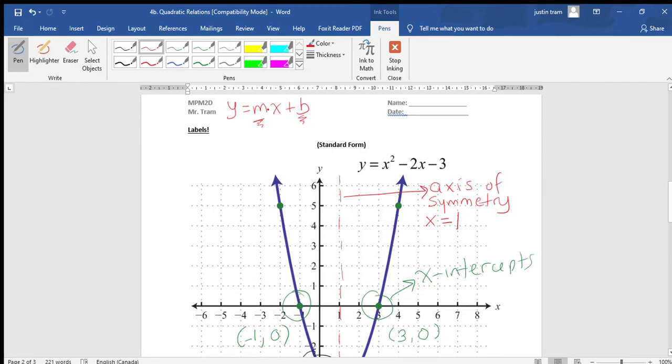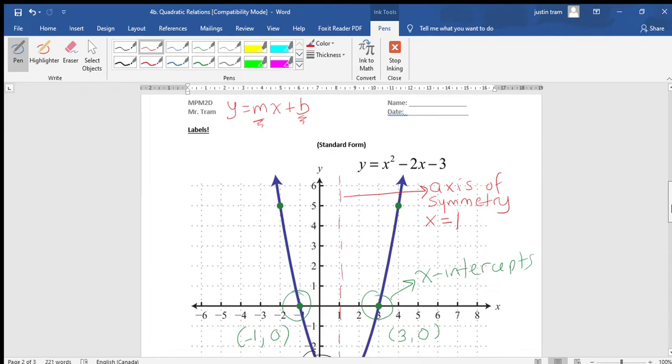Now, same idea for a quadratic function. But instead of simply having one form or even two forms, because we know with lines, they can also sometimes be written in standard form, in which case you would have to rearrange or convert to slope-intercept form in order to explicitly find the slope and y-intercept.